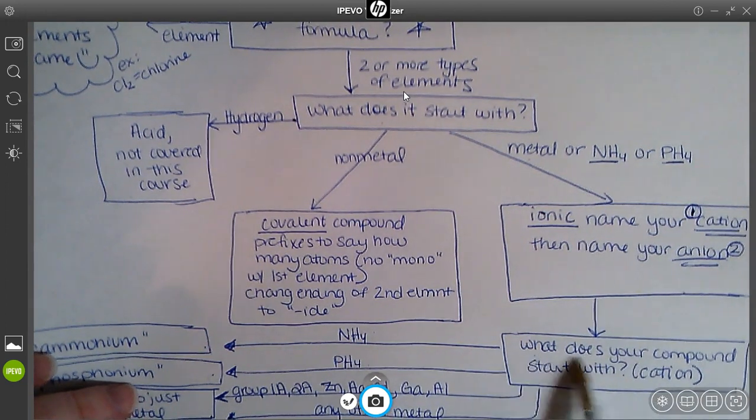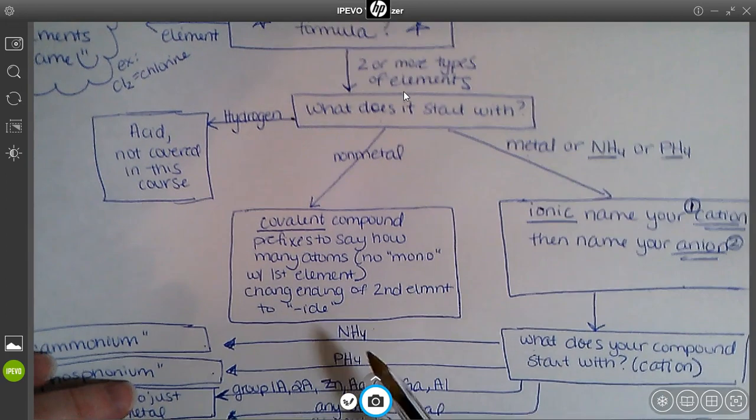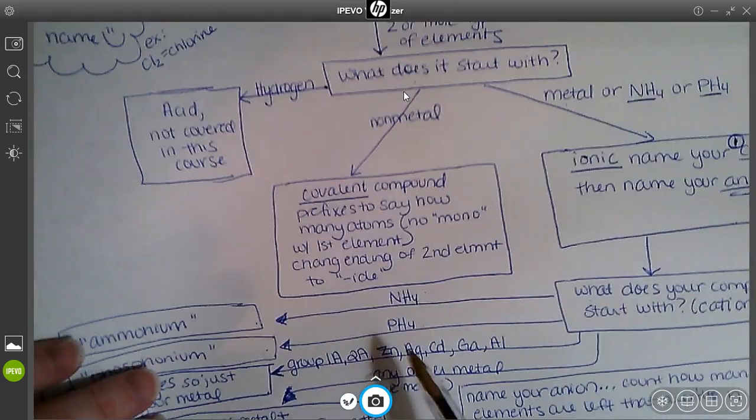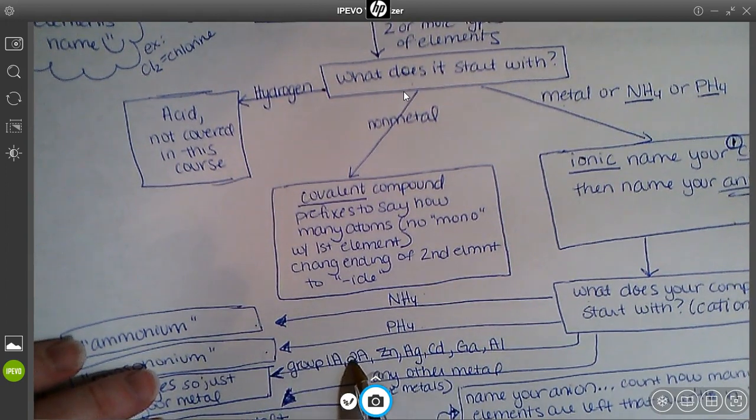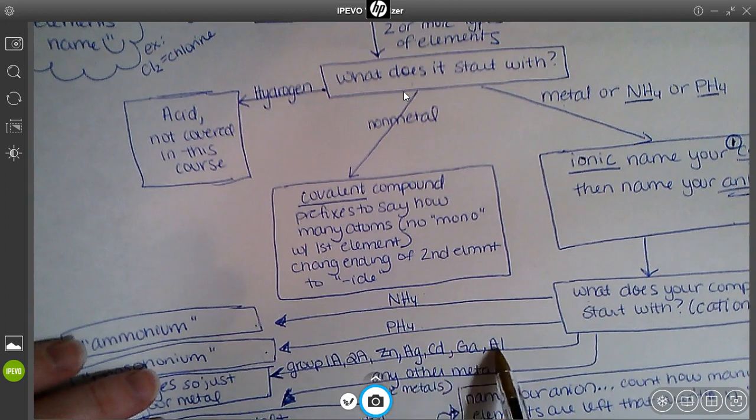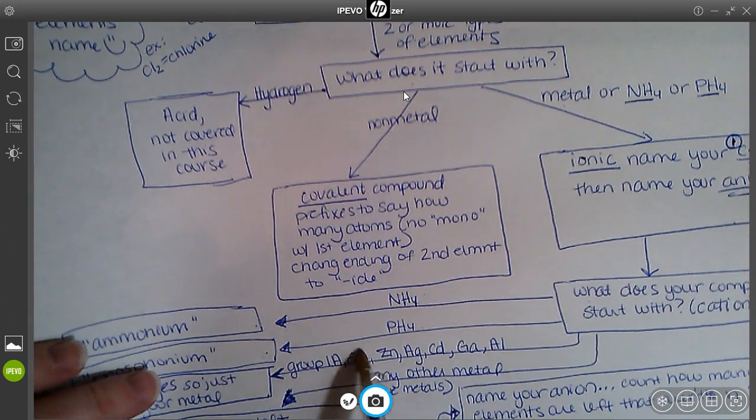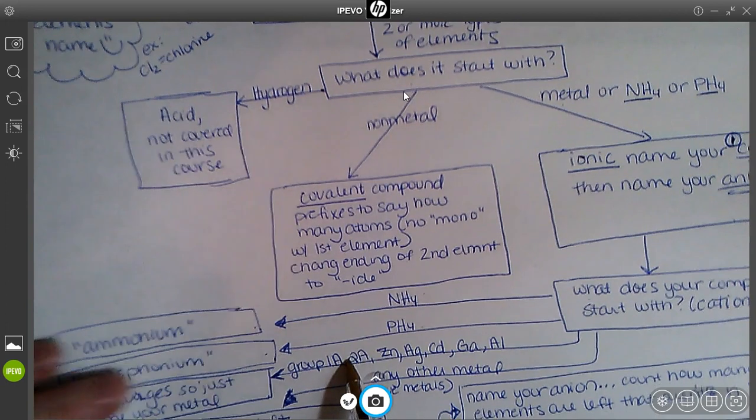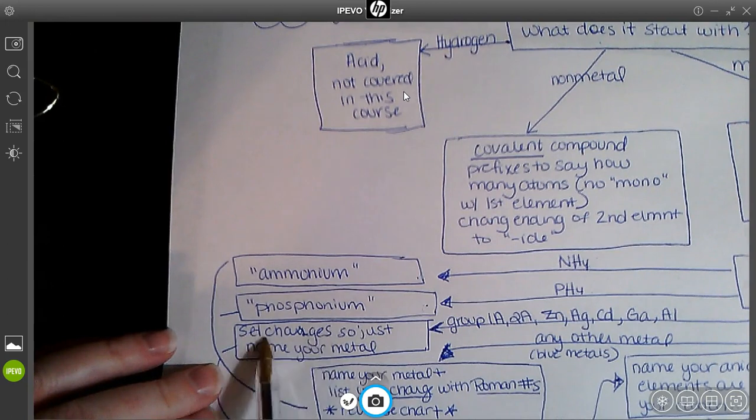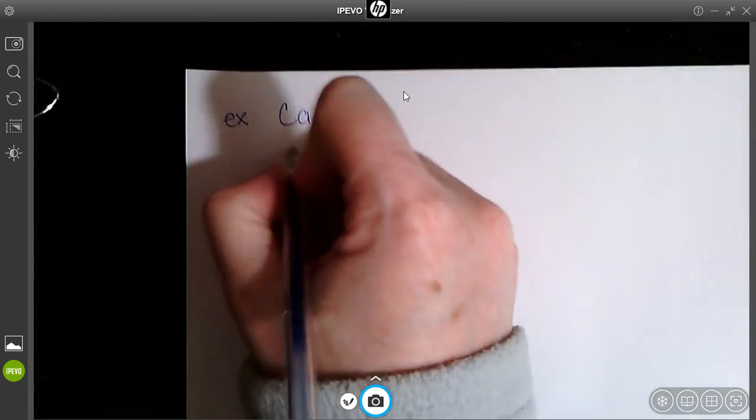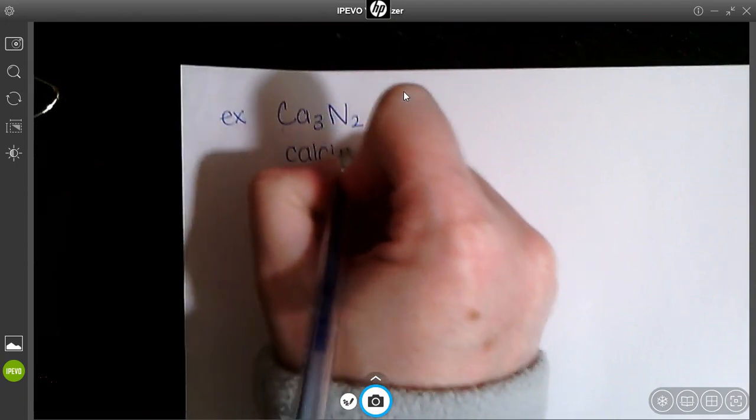So what does your compound start with? What's your cation? Did we start with NH4? No, we started with a Ca. Did we start with PH4? No, it was a Ca. Is it a group 1A, 2A, zinc, silver, cadmium, gallium, or aluminum? It is. It's in 2A, the second group on the periodic table. So I'm going to use those rules. It's got set charges, so just name your metal. Great, so this is calcium.